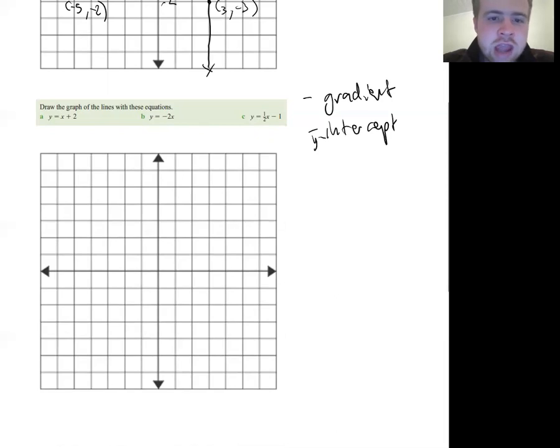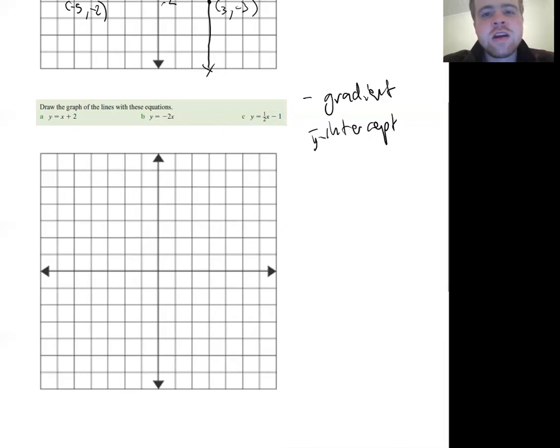Now, the gradient. In gradient-intercept form, if you just have y equals, then that equation is going to be in gradient-intercept form, given that it's a line that we're looking at. So if it's just y equals something x plus or minus something, then that's gradient-intercept form. Now, the gradient is whatever the coefficient of x is, that is the number in front of the x. It could be a negative number, it could be a fraction, it could be a whole number that's positive.